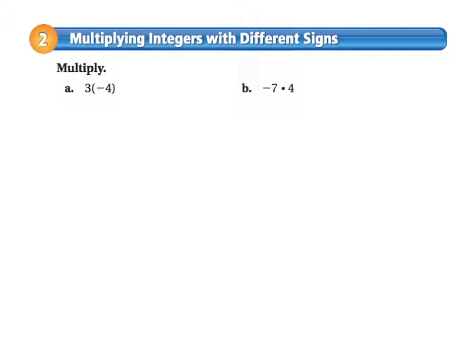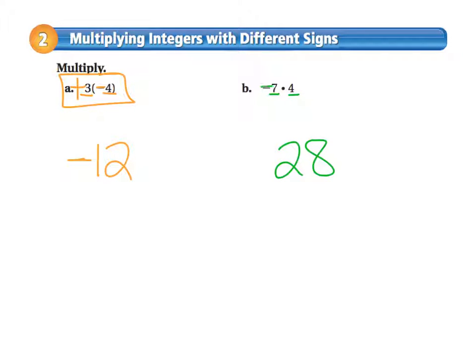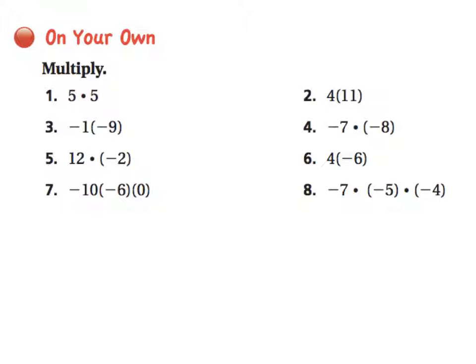Here are two more examples. We always just start by multiplying the numbers. 3 times 4 is 12. One positive, one negative. Different signs, answer's a negative. Part B, 7 times 4 is 28. One's a negative, one's a positive. Different signs, our answer's a negative, so it's a negative 28. Go ahead and do these on your own. Pause the video, then come back and check your answers.